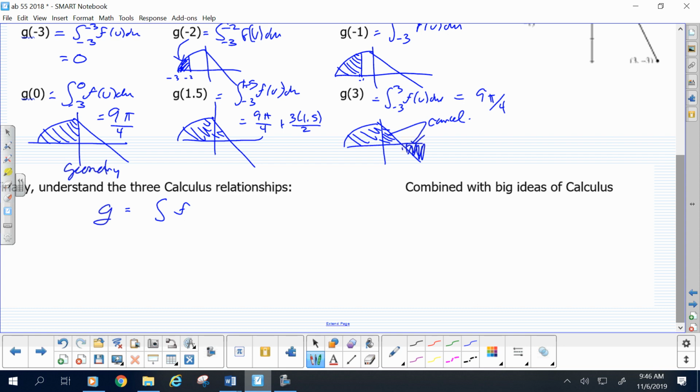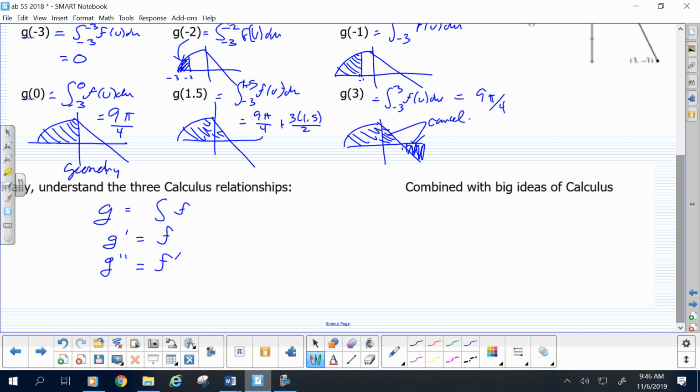What if I took the derivative of both sides? What's the derivative on the left? G prime. And the derivative of the right? F. Is just F, because on the right, the derivative of the antiderivative is just the thing, right? What about G double prime? G double prime equals F prime. All right, so they're separated by a layer of calculus. They're one layer of calculus off from each other. And that makes sense.